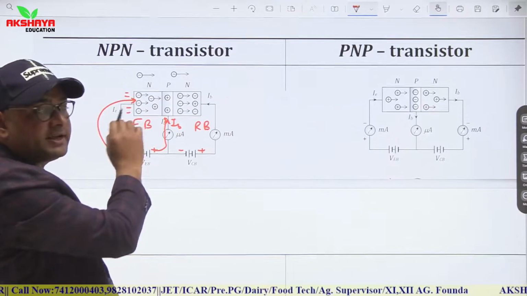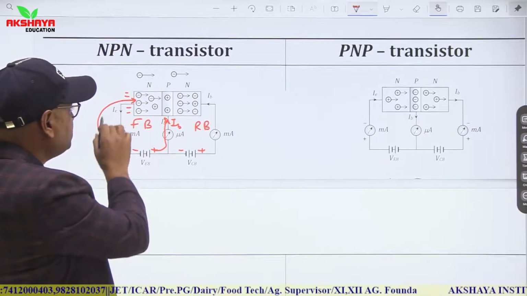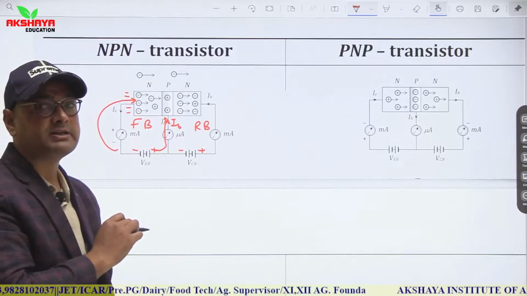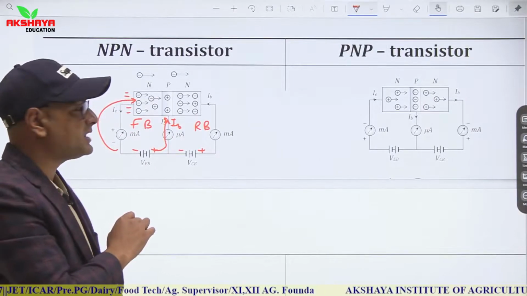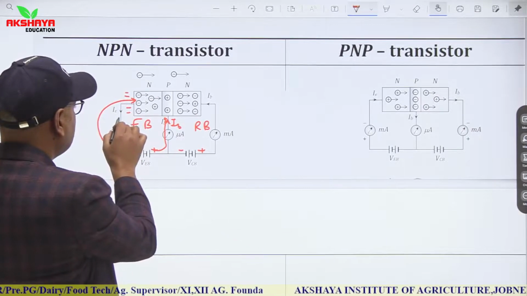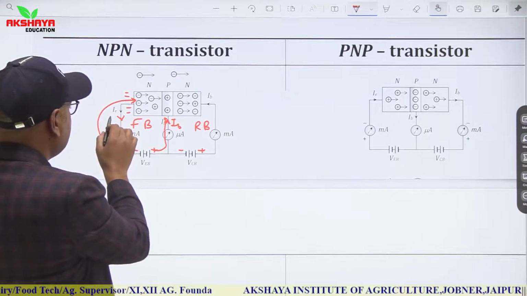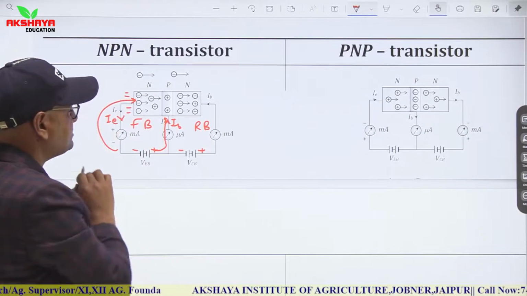Similarly, a negative charge travels towards the N region. Hence, in this direction, due to motion of this negative charge, flow of current is established in the opposite direction of motion of charge. It means from emitter to cell. So in this direction, current IE is established.